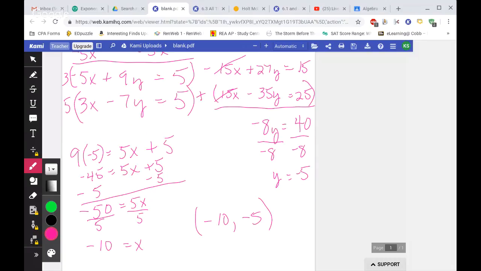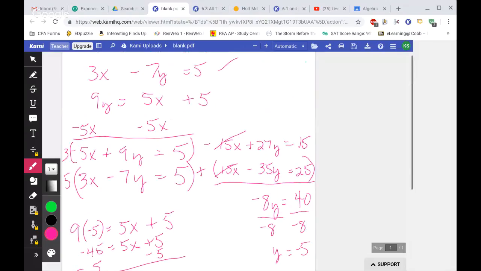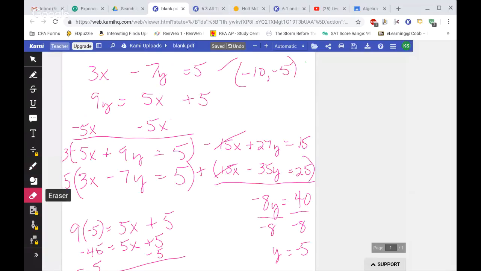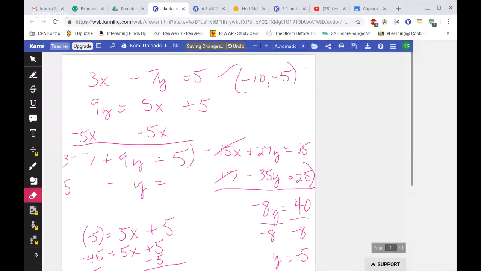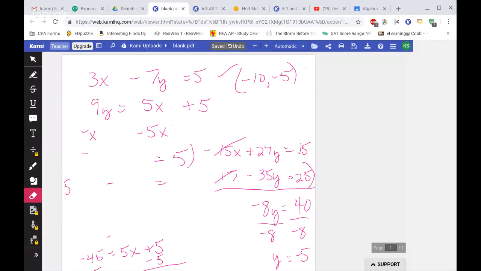Did you want me to do it? Yes, please. Okay. All right. So what we're doing is plugging in. My solution was what? Negative 10, negative 5. Is that correct? Is that what I said? Yes. Oh, so long ago. All right. Well, let me make some room for myself. But yes, you could definitely check it. And both statements should turn out to be a true statement. Does that make sense? Okay. So if you get an untrue statement, there's a possibility that you did something wrong along the way.